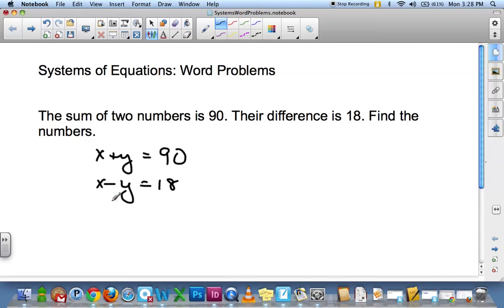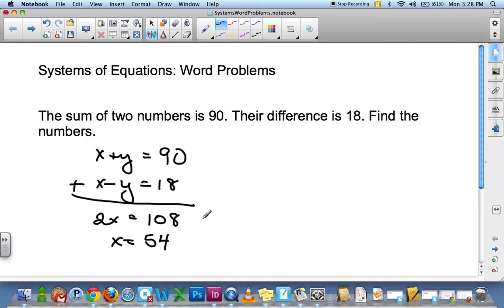Now, when I look at these equations that make up my system, I know that if I add the 2 lines together, I can cancel out the y's. So that's what we're going to do first. So you're going to get 2x equals 108. Divide each side by 2, and you're going to get 54.